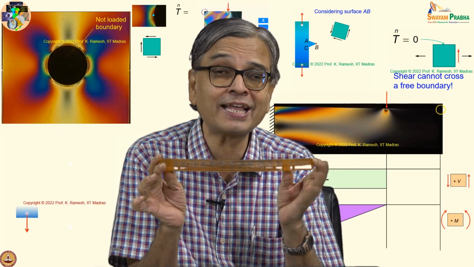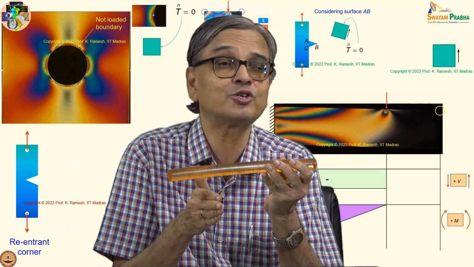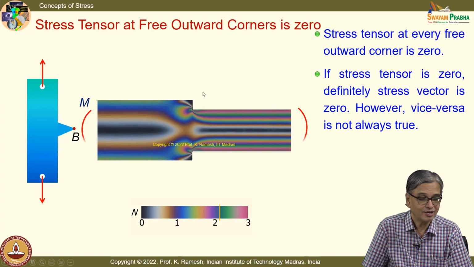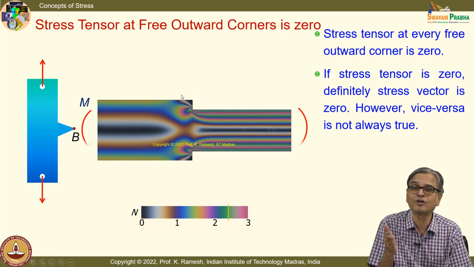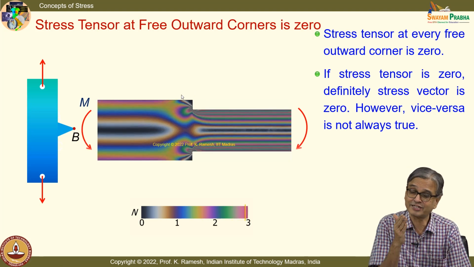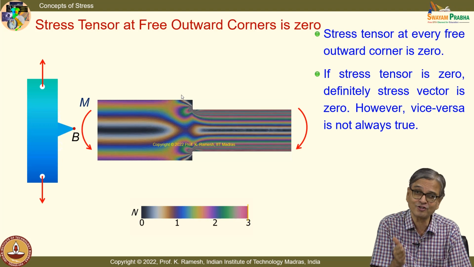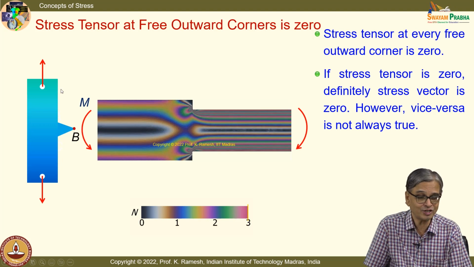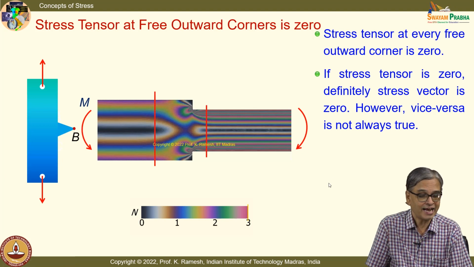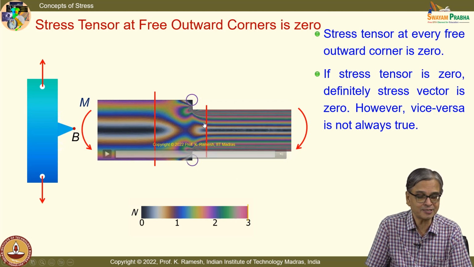Even that is back-breaking when I have to find out what is the distribution of shear stress. But you cannot avoid. You have to have steps. I have a free outward corner. Now you know what should happen in a free outward corner. Stress tensor is 0. Stress vector is also 0. Stress vector is 0 on this surface, but especially at the corner, you have a very special situation. Stress tensor is 0. And we have also noted the idea of Saint-Venant's principle.